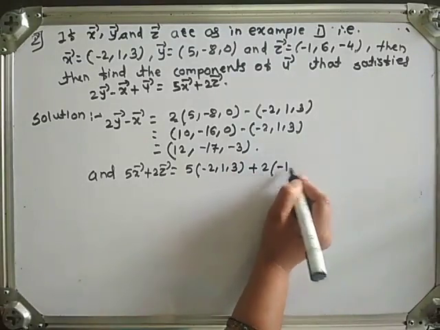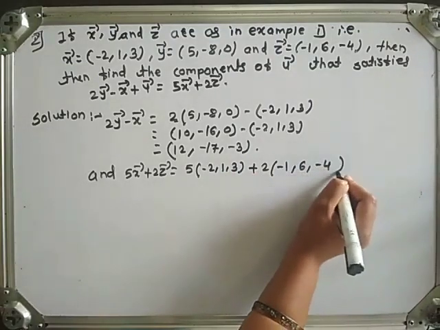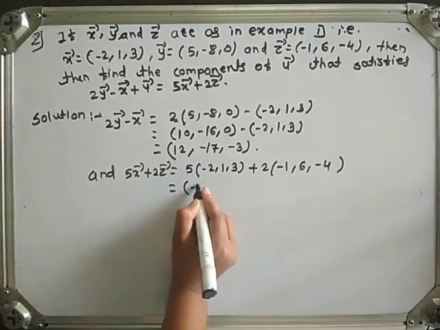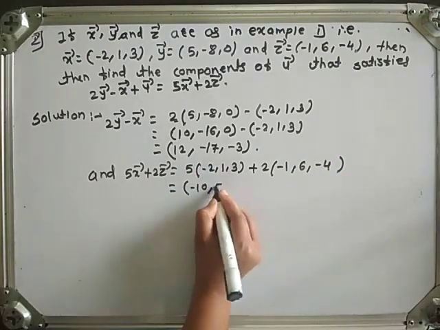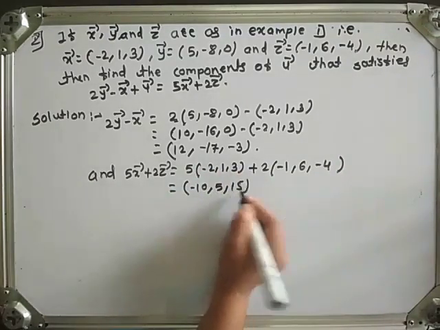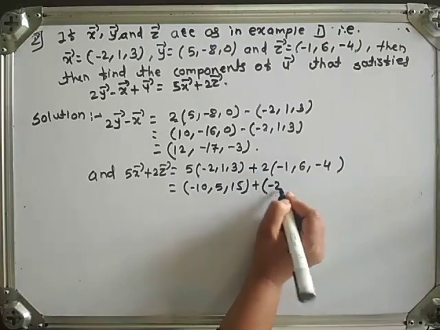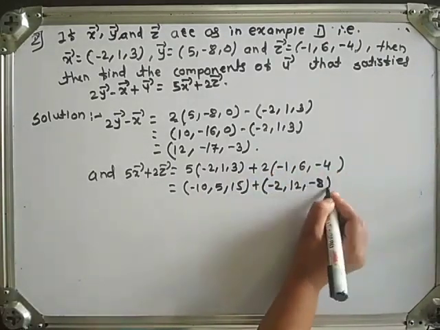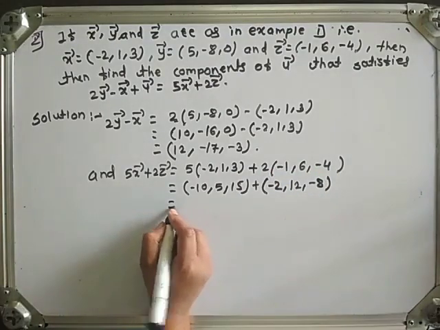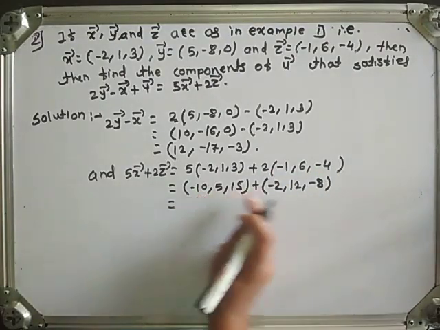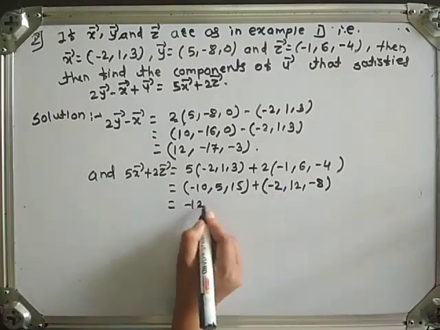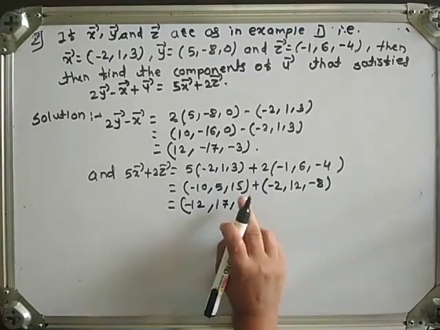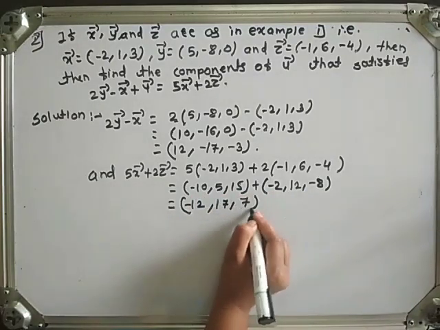Z bar is (-1, 6, -4). So 5 into -2 is -10, 5 into 1 is 5, 5 into 3 is 15, plus 2 into -1 is -2, 2 into 6 is 12, 2 into -4 is -8. Which equals -10 plus -2 is -12, comma, 5 plus 12 is 17 and 15 minus 8 is 7.